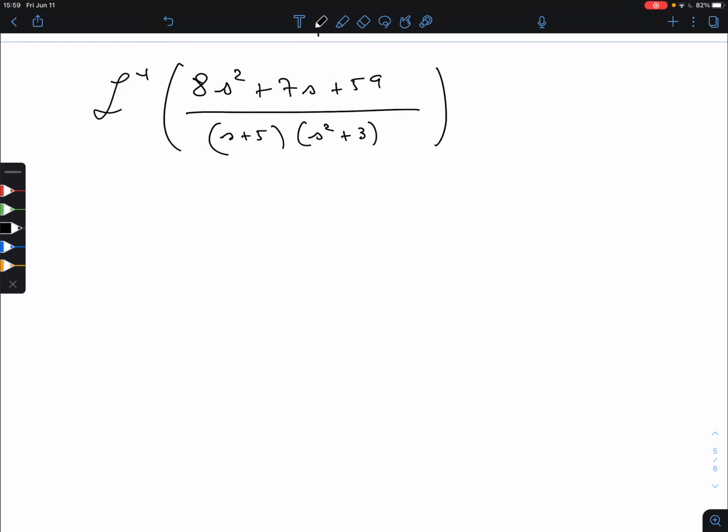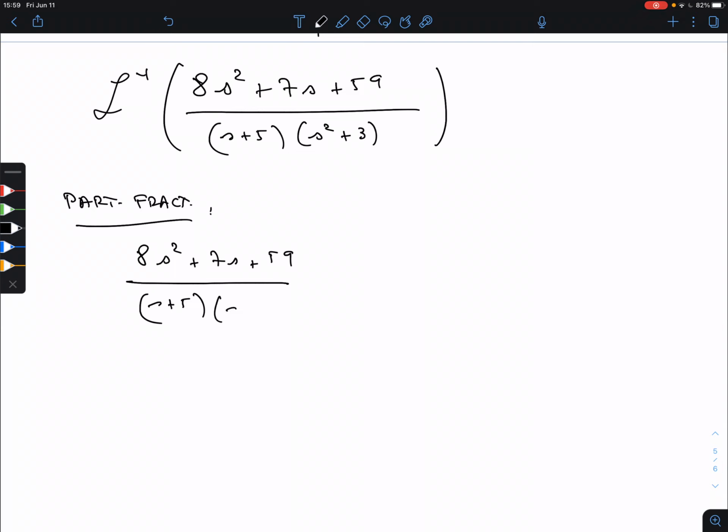Okay, so again, it's the same thing. We have to write this as partial fractions. So what does that look like? We have (8s squared plus 7s plus 59) over (s plus 5)(s squared plus 3). And so what I said was that this will be of the form, well, we have this s plus 5 here. That will be just a constant in front. But s squared plus 3, we cannot factor, at least not in the reals. We can factor it in the complexes, but we don't want to do that, because we always work with reals here.